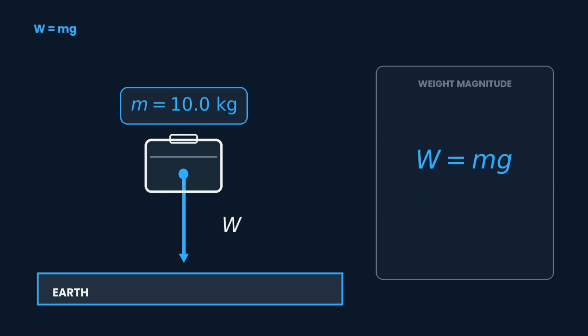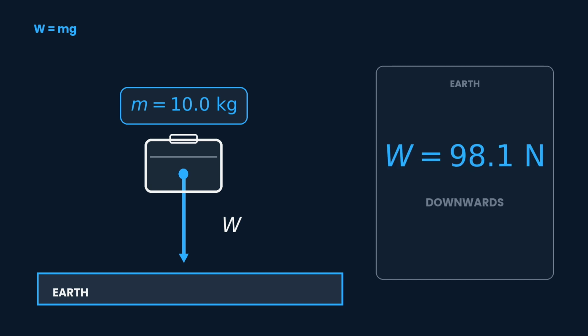The magnitude of the weight is W equals mg. Here, m is the mass and g is the gravitational field strength. Near Earth's surface, g is 9.81 newtons per kilogram. That means each kilogram experiences 9.81 newtons of gravitational force. For this case, W equals 10.0 multiplied by 9.81, giving 98.1 newtons downwards.